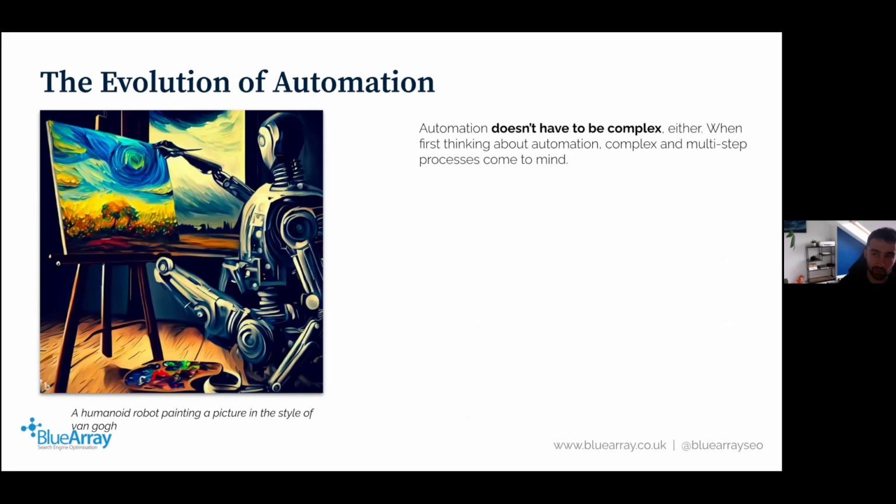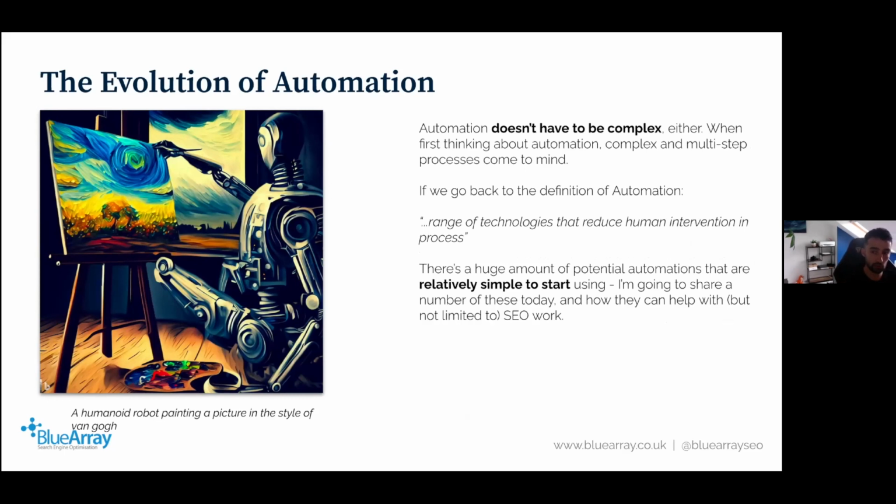And automation doesn't have to be complex either. When we're first thinking about automation, complex and multi-step processes come to mind. But if we go back to that definition, it's a range of technologies that reduce human intervention in process. And there's a huge amount of potential automations that are relatively simple to start using. I'm going to share a number of these today and how they can help with, but of course, not limited to, work in the SEO world.